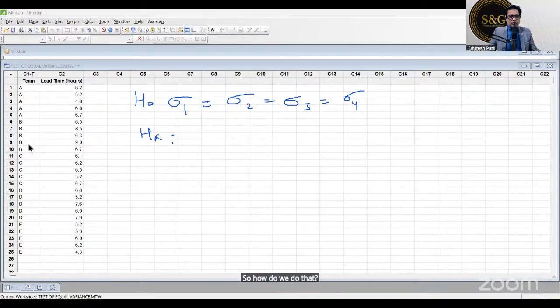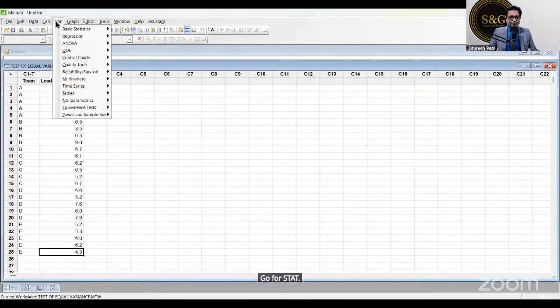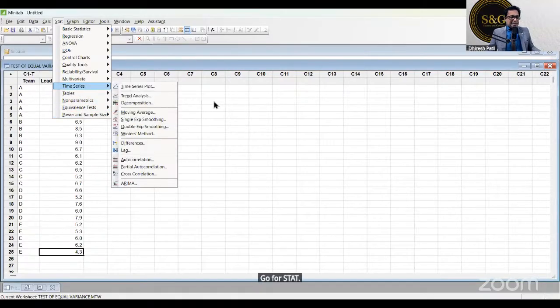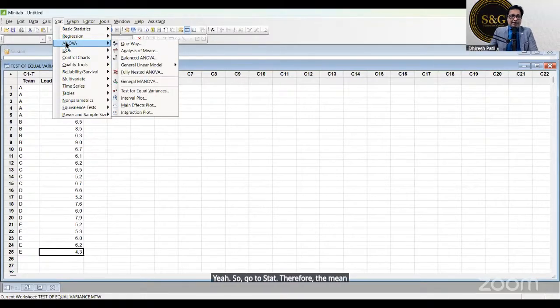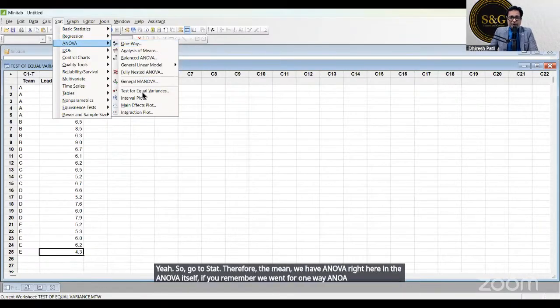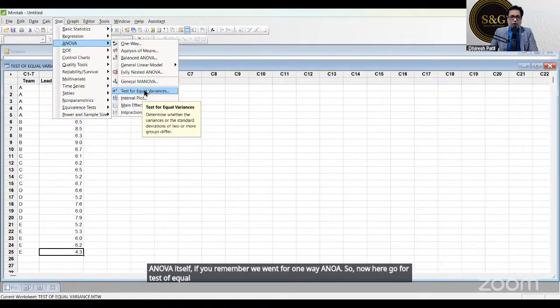Go to Stat. Has everybody opened it? Just give me a confirmation quickly. So go to Stat. For the mean we have ANOVA, right? In ANOVA itself we went for one-way ANOVA. Now here you go for test of equal variances. Just click on this: Stat, ANOVA, Test of Equal Variances. Just open that.